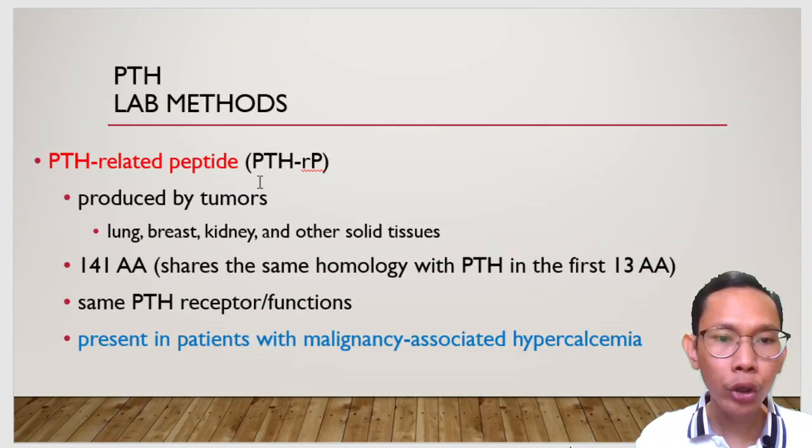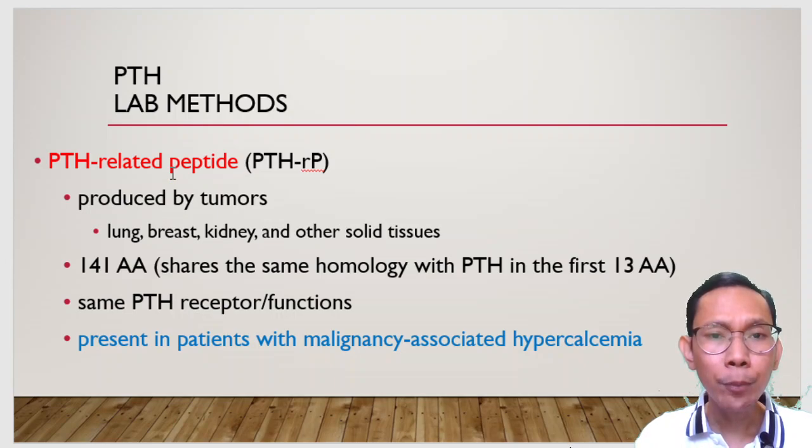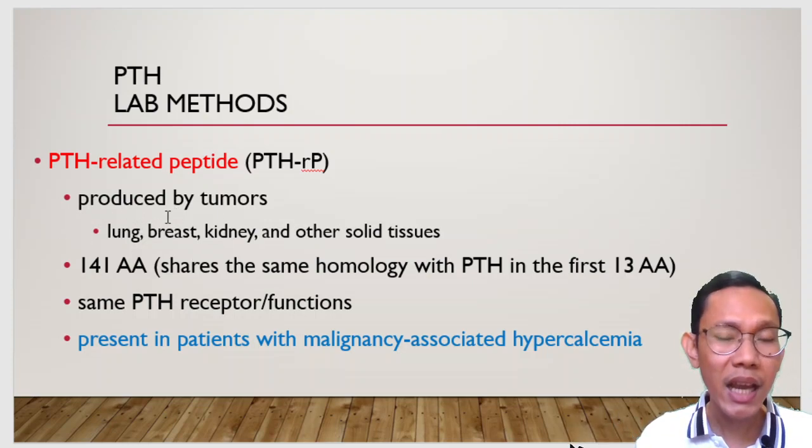How about your parathyroid-related peptide? Again, we already discussed your parathyroid hormone-related peptide. Remember that some books or textbooks would say that your eosinophil cells will produce your parathyroid hormone-related peptide. And it is actually produced by certain tumors, when you have lung carcinoma, breast carcinoma, kidney carcinoma, and other solid tissues. So, sometimes we see na may patients kami na may breast, we see that sobrang taas ng kanyang serum calcium. And it's actually related to your PTH-related peptide.